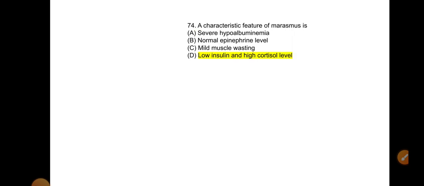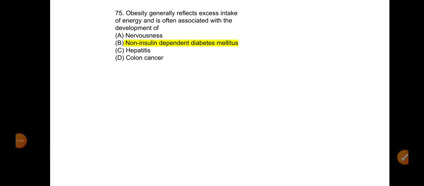74. Characteristic feature of marasmus is low insulin and high cortisol level. Again, cortisol also rises during your stress condition. Okay, so moving on. 75 is obesity generally reflects excess intake of energy and often associated with the development of non-insulin dependent diabetes mellitus. Do you know the difference between type 1 and type 2? Type 1 basically is insulin dependent diabetes, and type 2 is insulin independent.